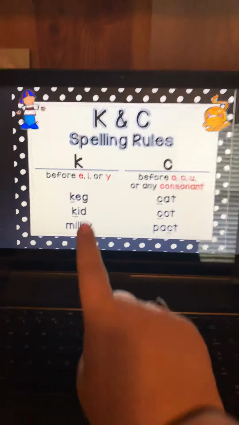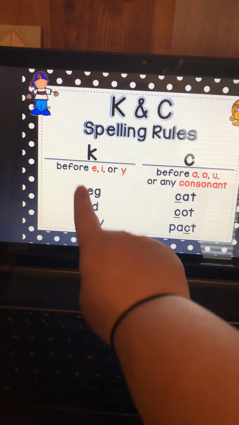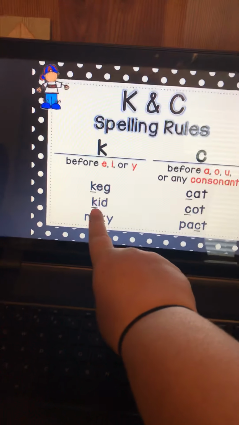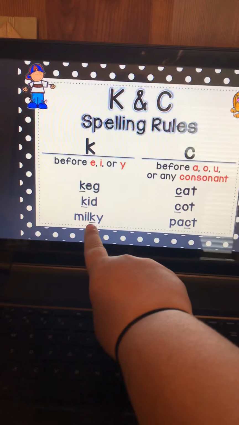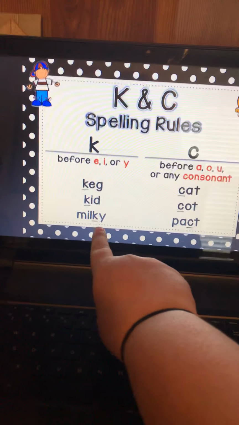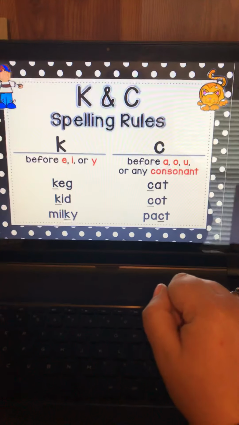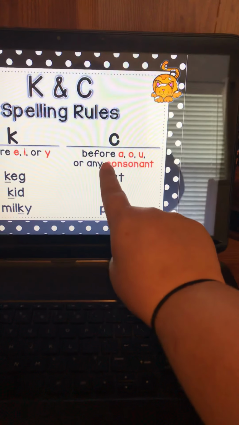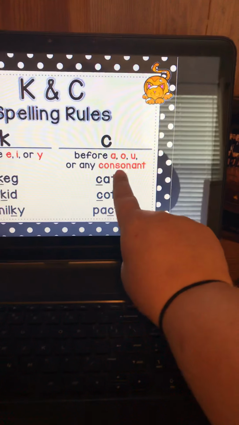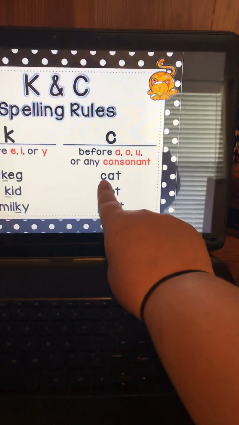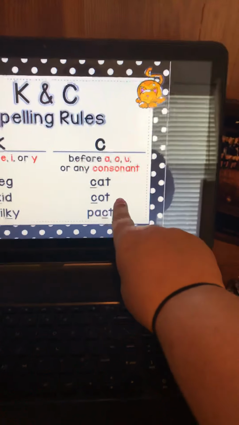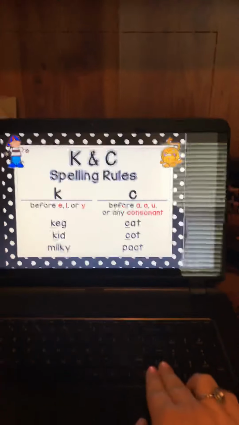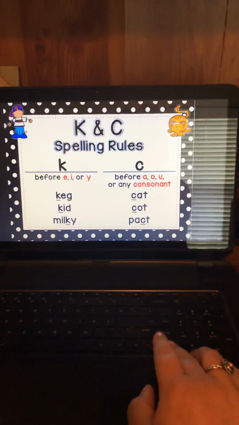Good. All right, so let's read the words for our K's. So it follows the rule. K, if we see an E-I or Y, like keg, kid, milky. So there it is. All right. So let's go over here. We're going to add a C if it's before an A, O, U, or any consonant. So there's an A, so we put a C. The word is cat, caught, packed. Good. Let's keep going. So there's our K and C spelling rule.